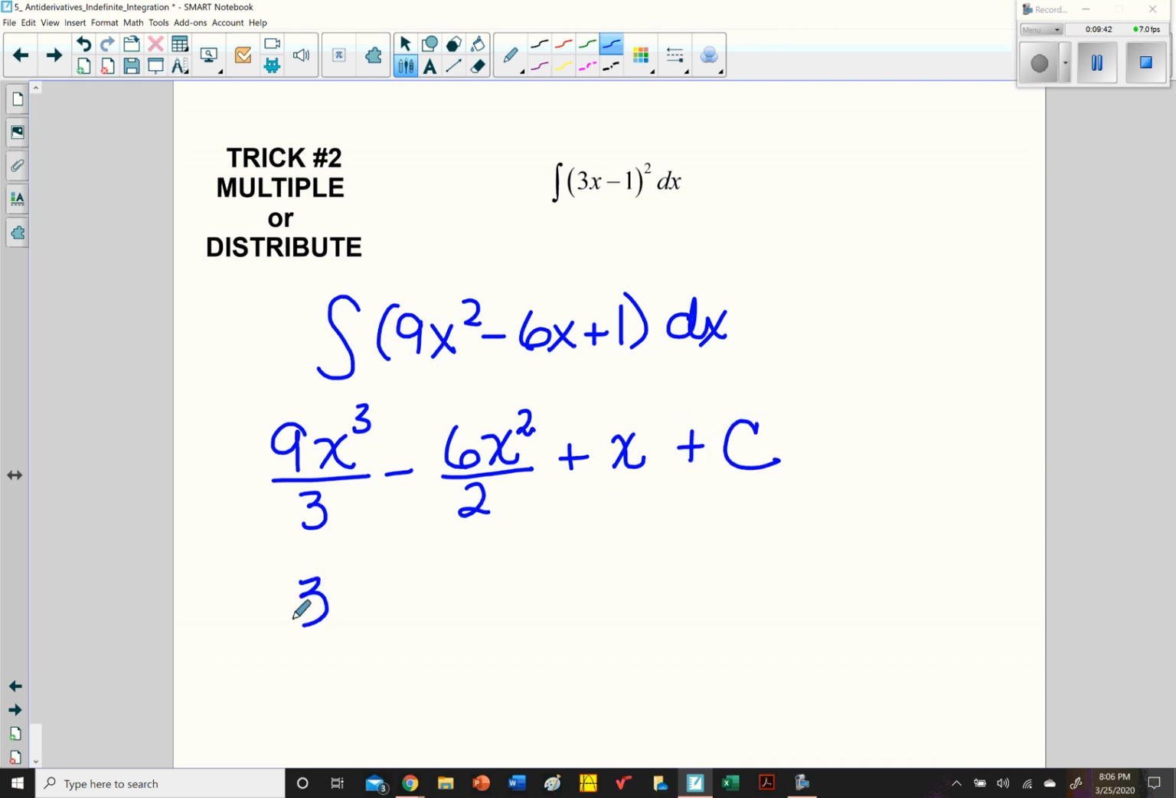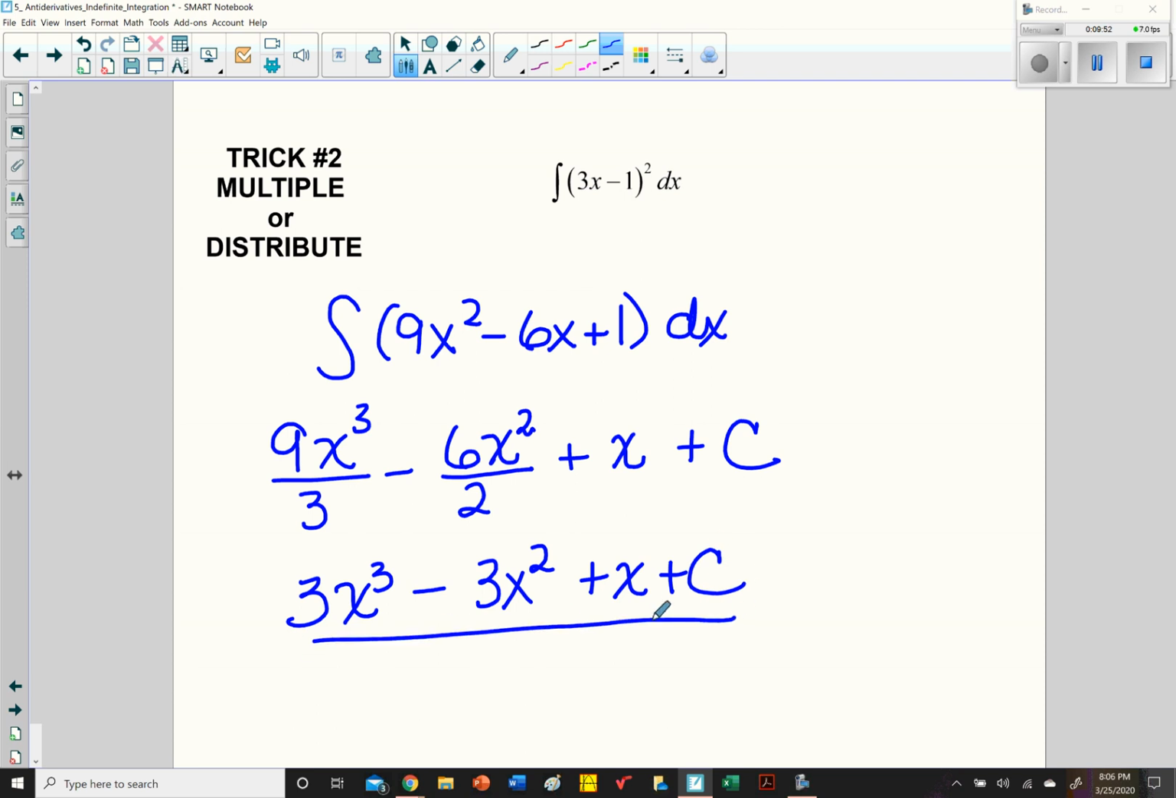So to simplify, we have 3x cubed minus 3x squared plus x plus a constant. So this is just a simple power rule, but we needed to distribute first and then integrate second.